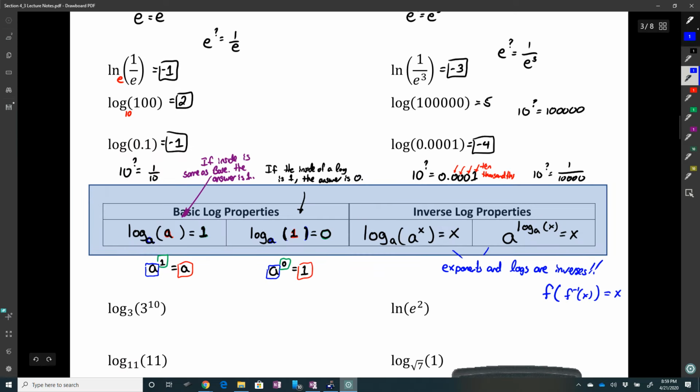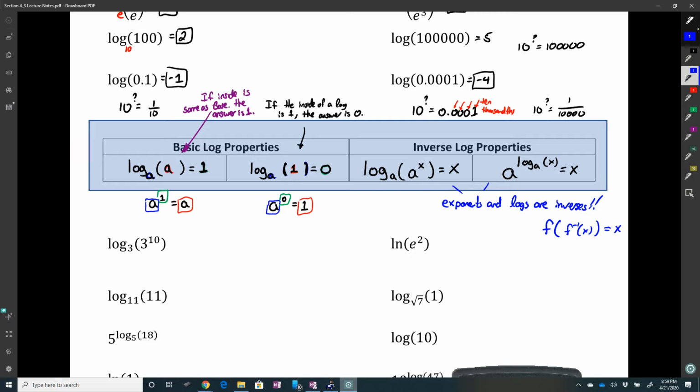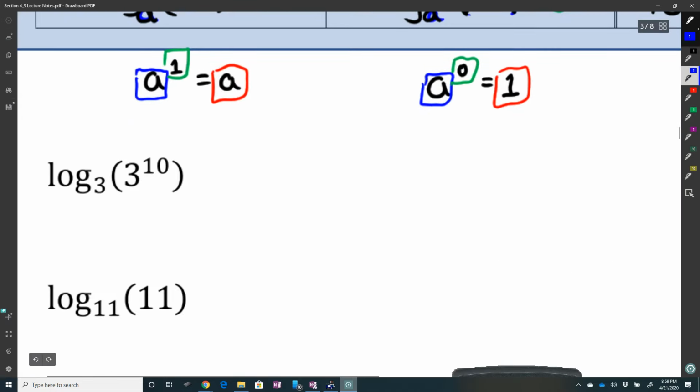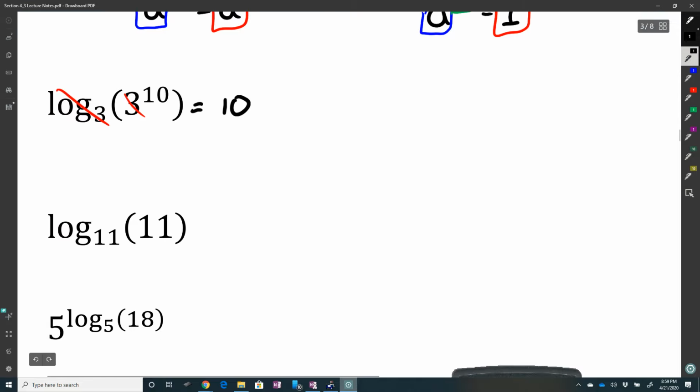So let's do some of these examples. These just take into account the properties. So this one, log base 3 of 3 to the 10. Well, a log and an exponential cancel each other out. So this cancels out with the 3 to the 10, and all I'm left with is 10. The one below it, the inside is the same as the base, so my answer is 1.